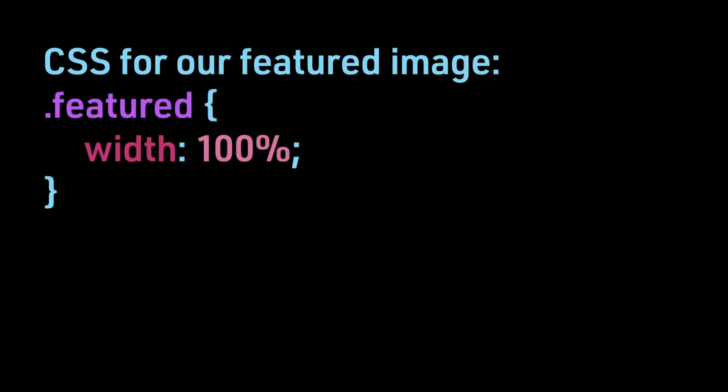Here's the CSS for our featured image. We target that image by having a selector that says period featured because it is a class attribute. And we set the width to 100%. This is fairly simple. We want the image to span the full width, and the default is for the height to be auto and display proportionally.